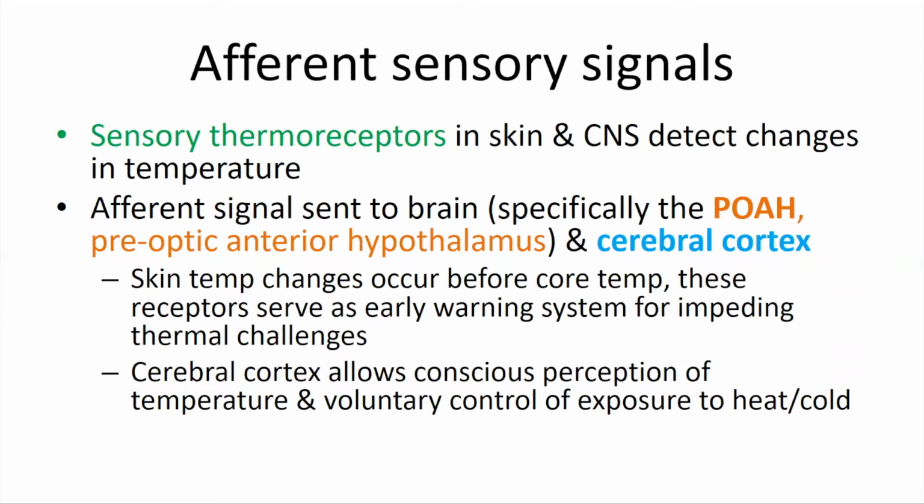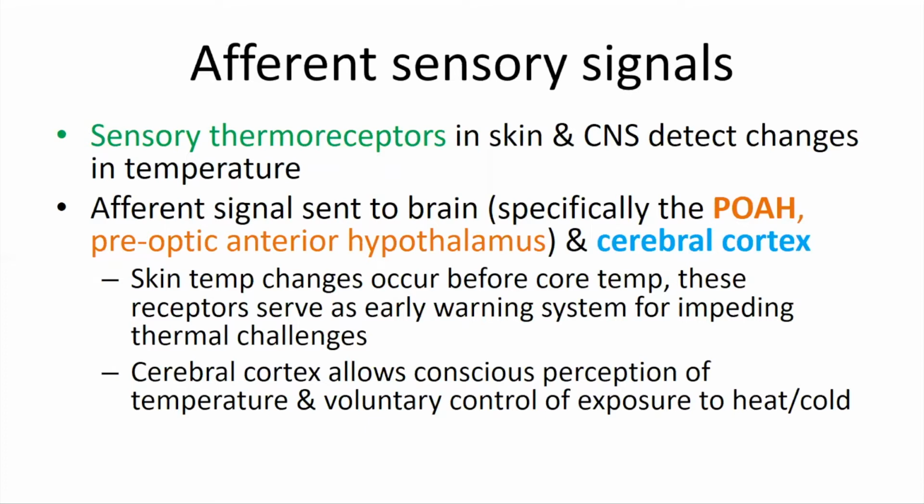So the skin temperature changes occur before core temp, and this means that this allows for behavioral changes to happen before physiological changes. So for example, if you walk outside from an air-conditioned room out into a very hot and humid day, your skin temperature will sense the heat. So your behavioral adaptation would be to remove your jacket first. And this happens before the onset of sweating, which would be your physiological response to heat gain.